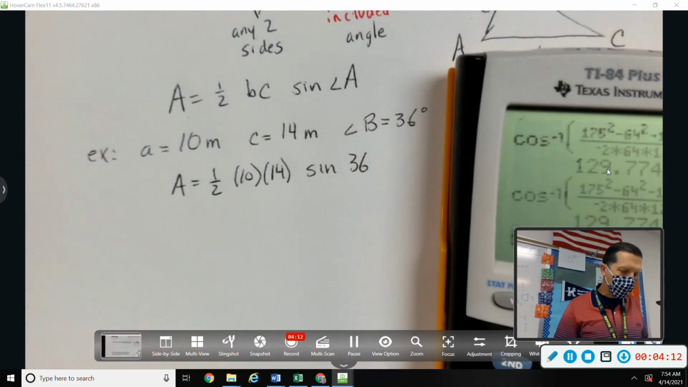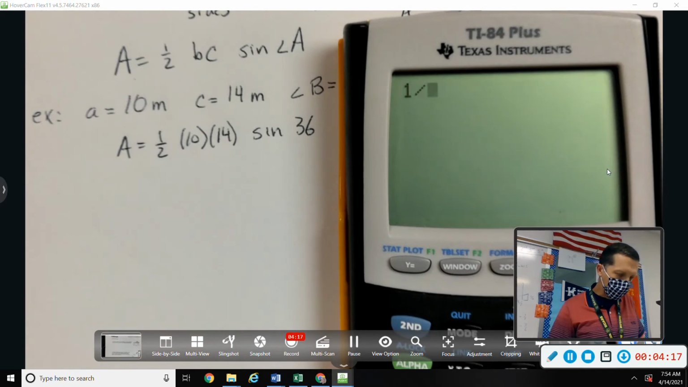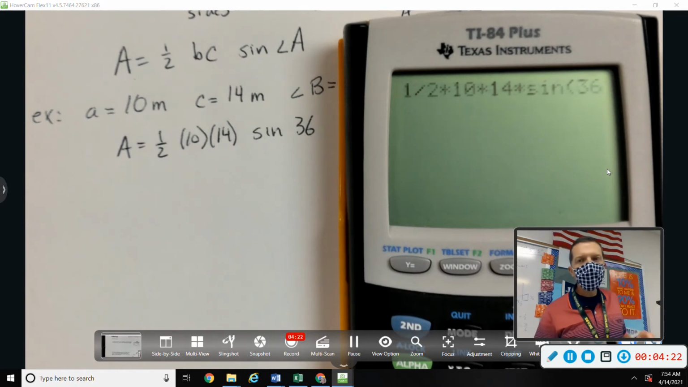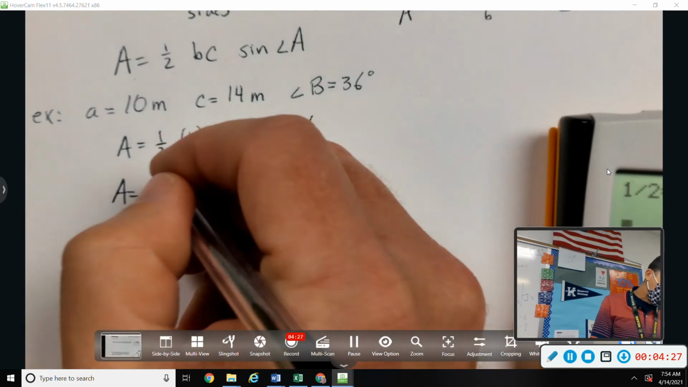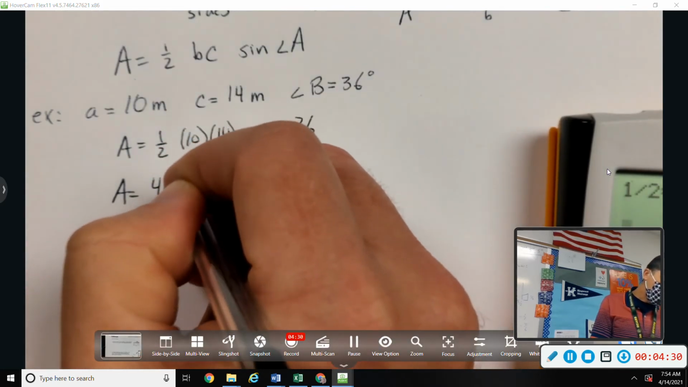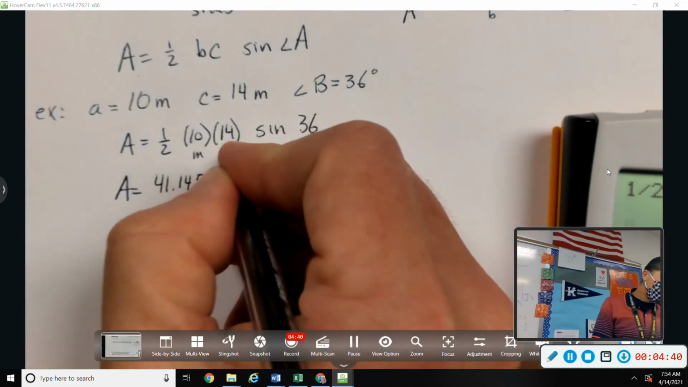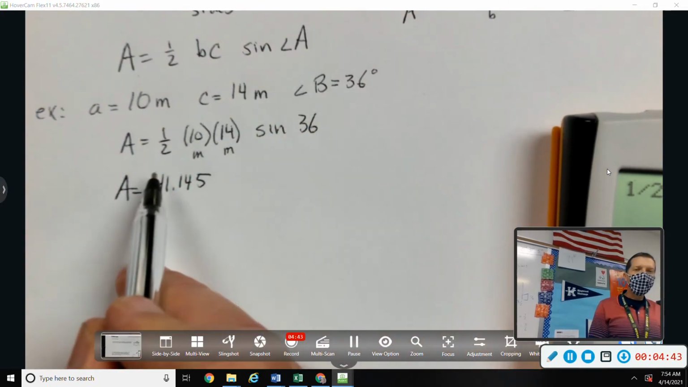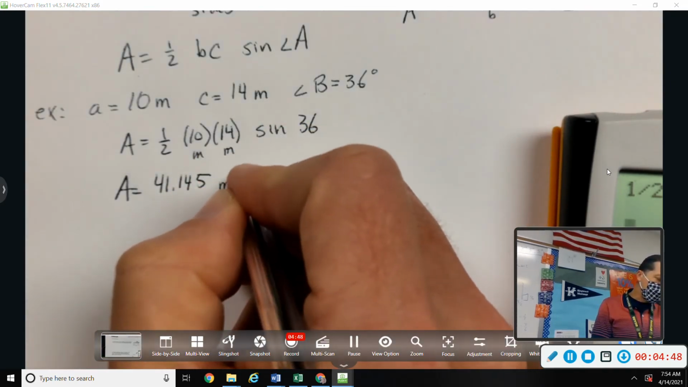Obviously, this is a calculator problem. So you're just going to grab the calculator and do 1/2 times 10 times 14 times sine 36. And the area is 41.145. What are the units of area? Meters squared. Because we did meters times meters. The 1/2 doesn't have a unit. Sine of 36 doesn't have a unit. Meters times meters is meters squared.